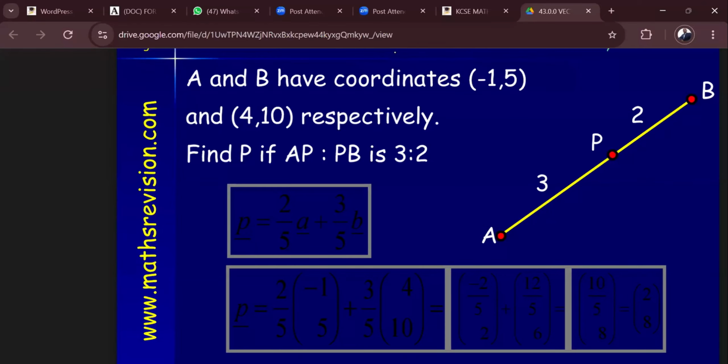You deal with each coordinate at a time. Like here you multiply 2/5 times -1, you get -2 over 5. Below, 2/5 times 5, you cancel to get 2. That one is done. We go to the other one, 3/5 of 4 gets 12/5. Below, 3/5 of 10 gets 6. We add: for x we get 10/5, and for y we get 8. Of course, 10/5 is 2, and the vector will be 2, 8.